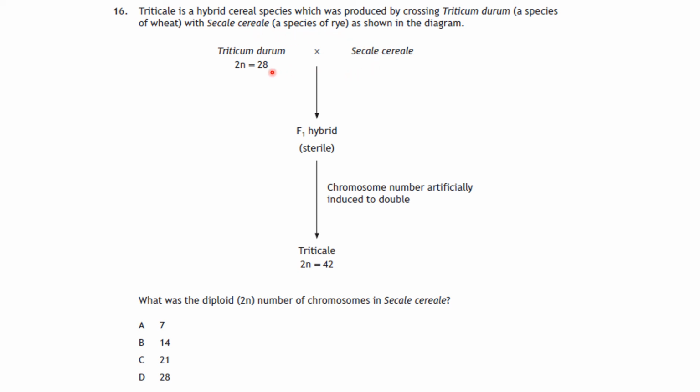So you've got N here, and again, I'm doing this because you might not remember that N is the number of chromosomes. So you've got two sets of chromosomes here, so it's diploid, and 2N is equal to 28, so that means that N is equal to 14. This is bred with this, and they're not going to tell us this because that's the question. Then you've got an F1 hybrid, which is sterile. However, you can artificially double the chromosome number, and if you do that, then triticale 2N is equal to 42. And the question is, what was the diploid 2N number of chromosomes in Secale cereale?